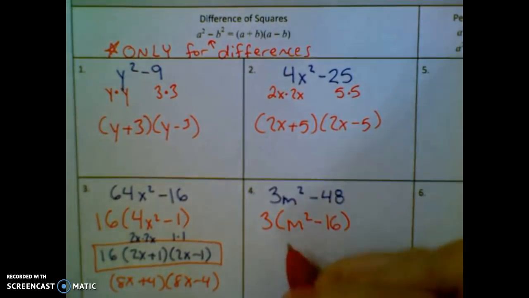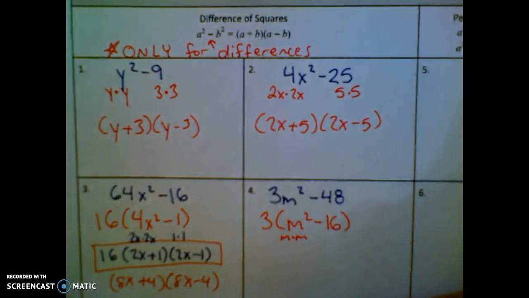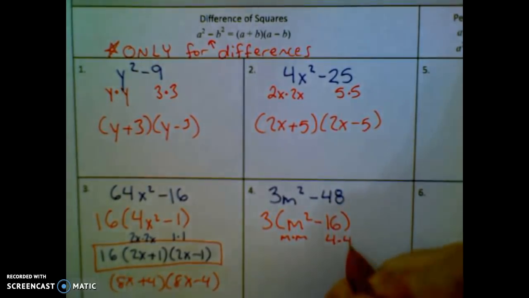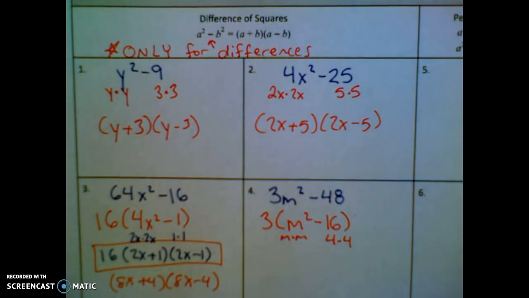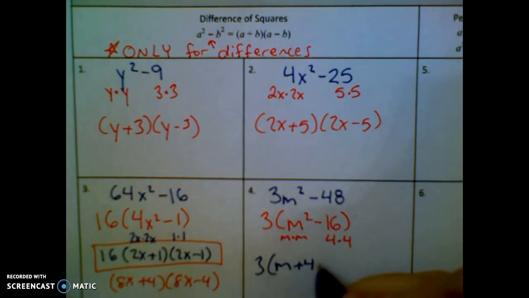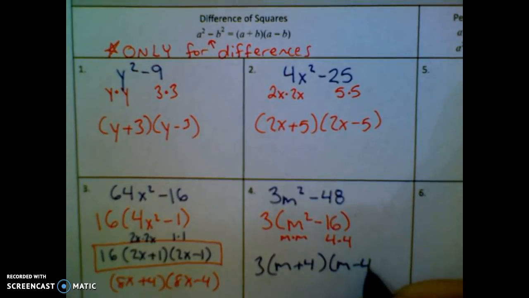And then m squared is m times m, and 16 is 4 times 4. So my final answer is 3 times (m plus 4)(m minus 4).